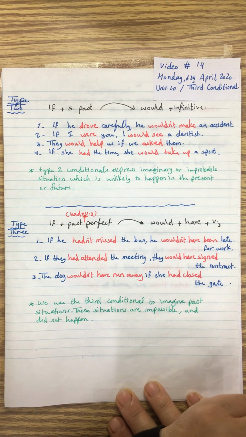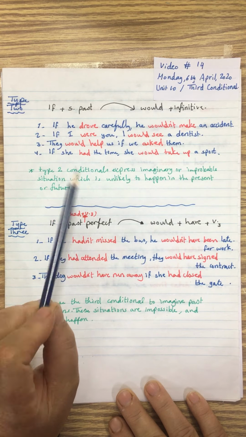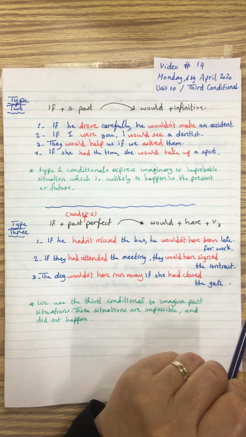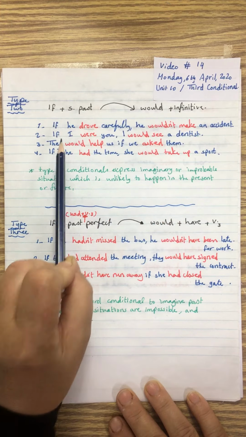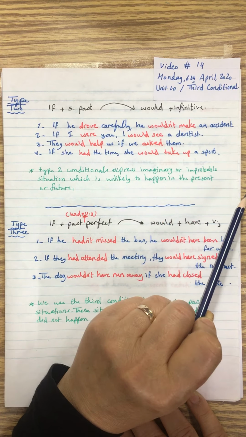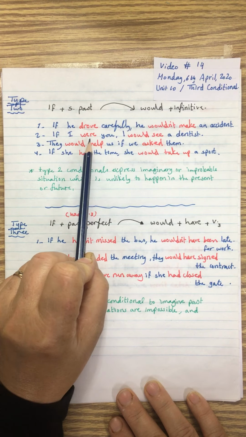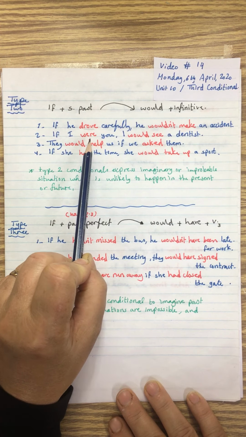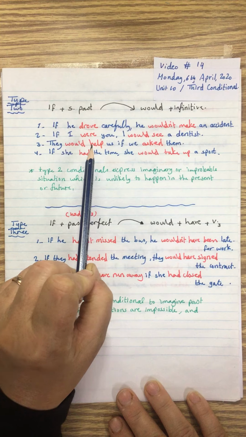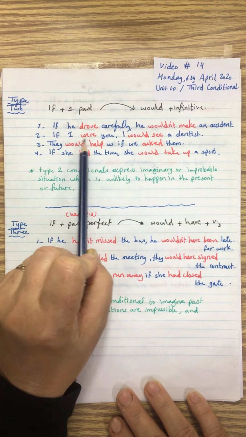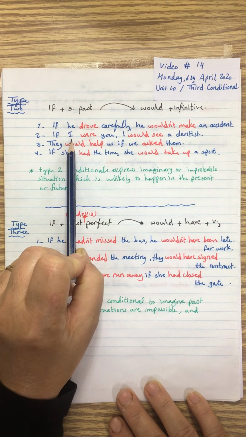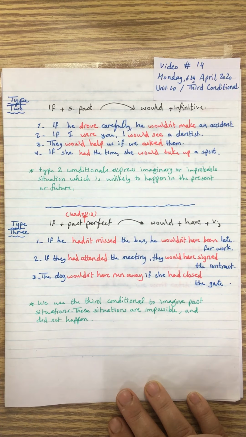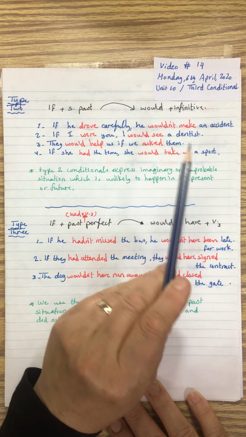Number 1, if he drove carefully, and as you can see in the if clause we have simple past, drove carefully, he wouldn't make an accident. Here we have would plus infinitive. If I were you, I would see a dentist. As you can see here, I used were and not was in the if clause, because it's something imaginary and improbable to happen. So we use were with all persons, with I, he, she, they, we. So if I were you, I would see a dentist. We have here simple past and would plus infinitive.